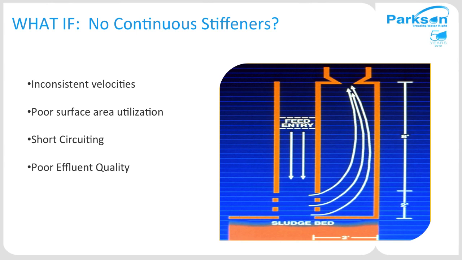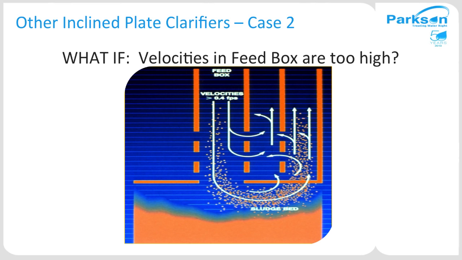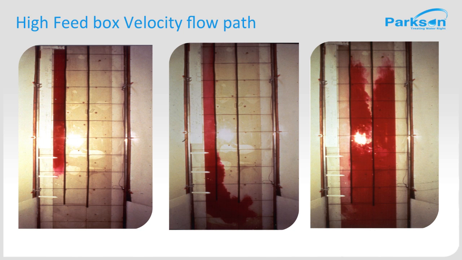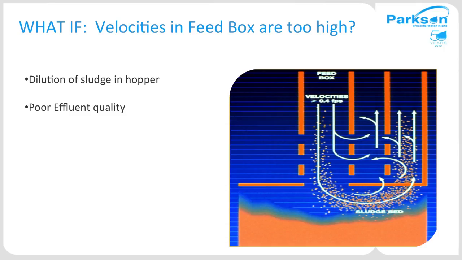So what happens if there are no continuous stiffeners, with inconsistent velocities? You won't be utilizing the entire plate area, and also there is clear short circuiting, and it will also affect the effluent quality. Case two would be, what if the velocities in the feed box are too high? Here you can see in the middle picture, the dye started going towards the bottom of the plate. That means it will go directly into the sludge hopper. It will dilute the sludge in the hopper and also carry over some of the solids to the effluent, thus affecting the quality of the effluent.